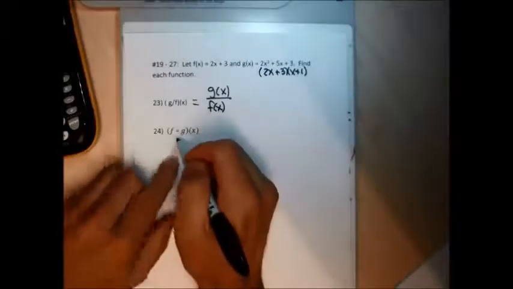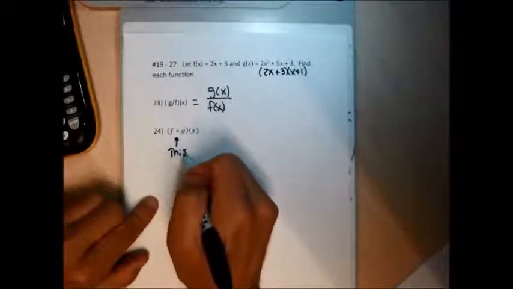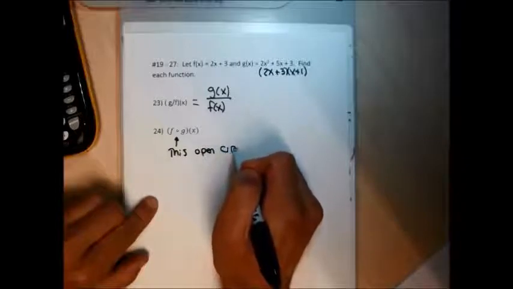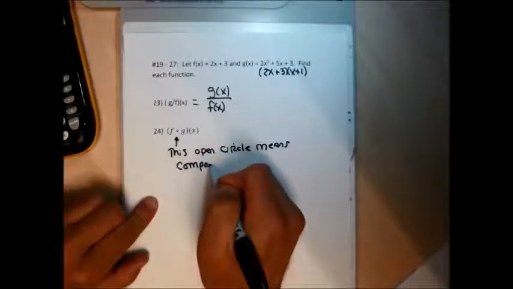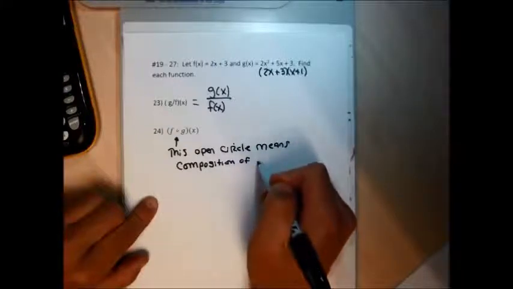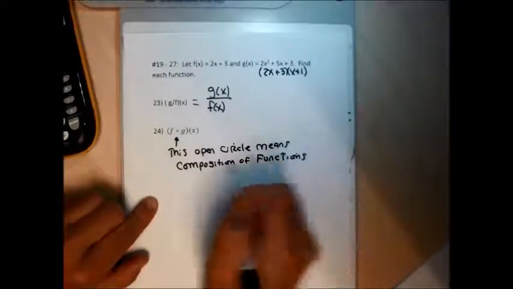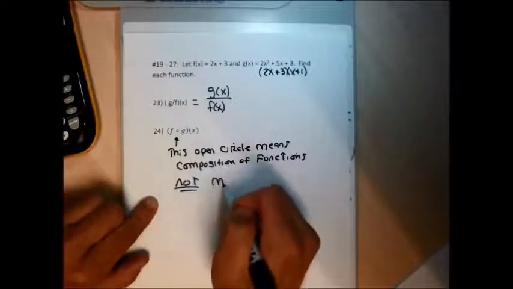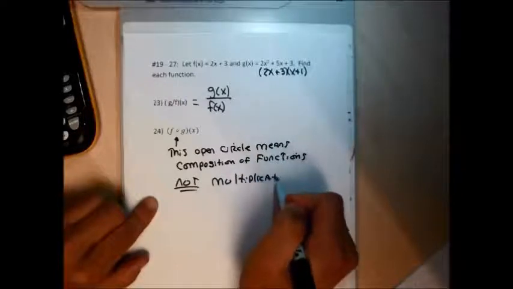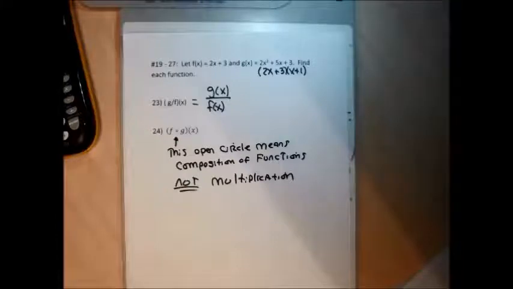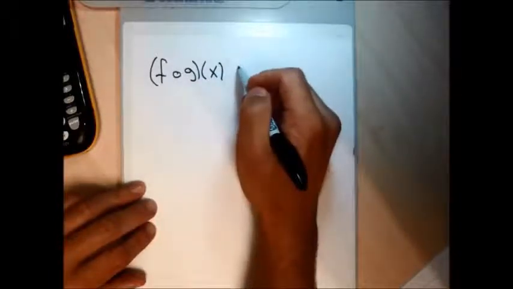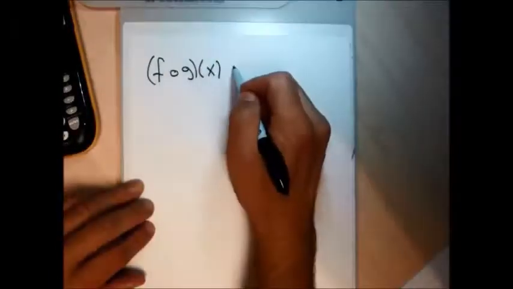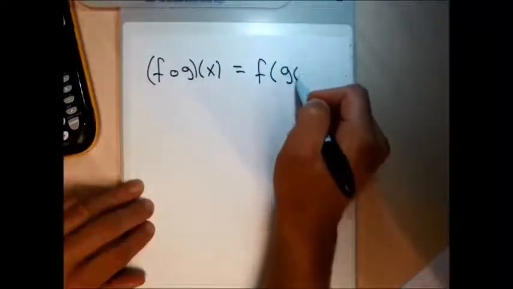Last operation. This open circle doesn't mean times. This open circle means composition of functions and not times. And so I should probably scribble up a sheet for it. So to do f composed with g of x, some people would just call that fog. F composed with g of x, I've been writing what these things equal to. Now I'm going to do that again. This means f of g of x.